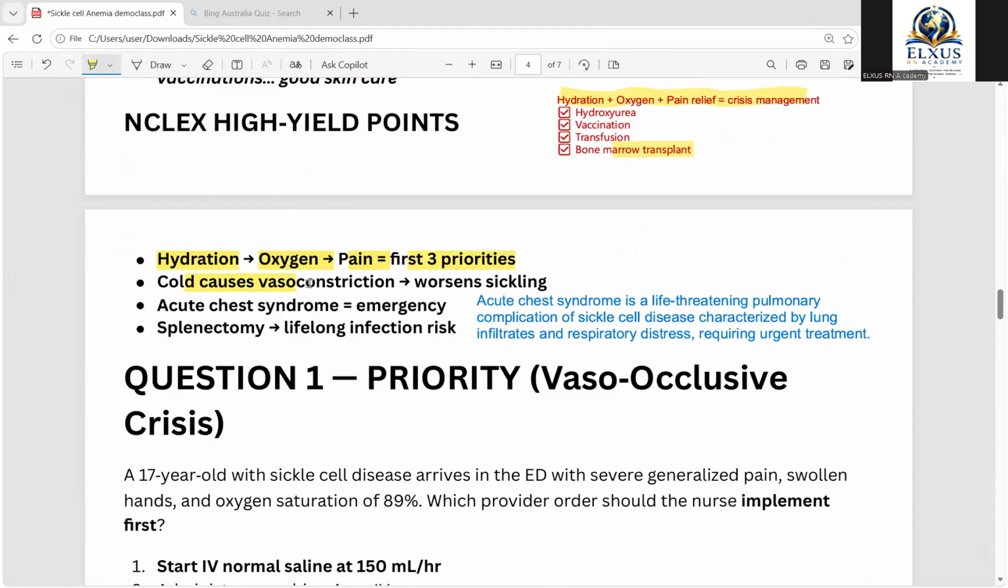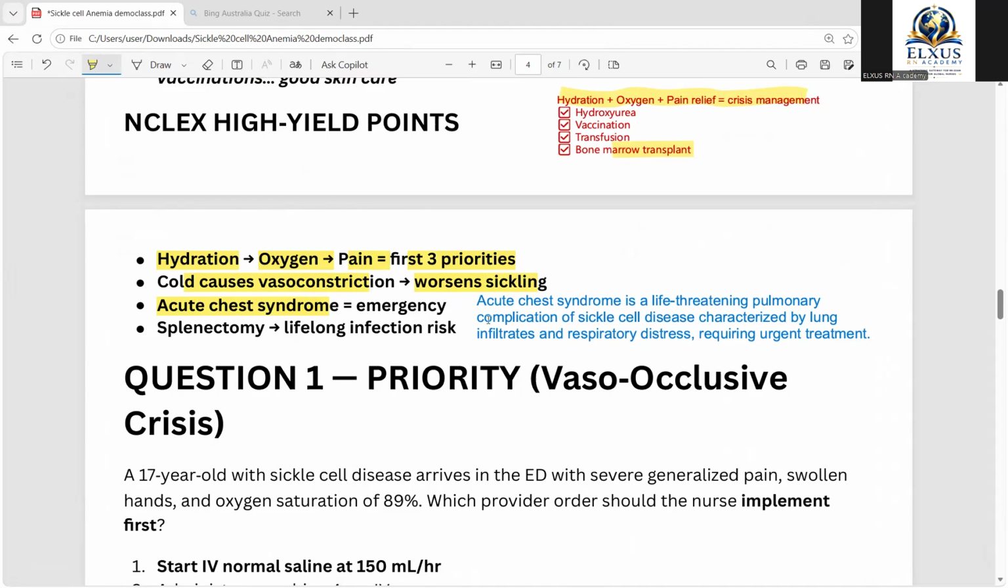And cold exposure causes vasoconstriction, so it can cause worsening of the sickling. So avoid exposure to the cold. We can apply warm application. And another complication, acute chest syndrome, that means pneumonia, can cause what? A life-threatening pulmonary complication. The sickling of the RBC causes vaso-occlusive crisis. So what happens? It can affect the lung also. The pneumonia can lead to what? Infiltration of the lung, and it can lead to respiratory distress.